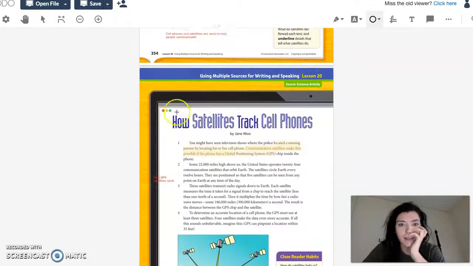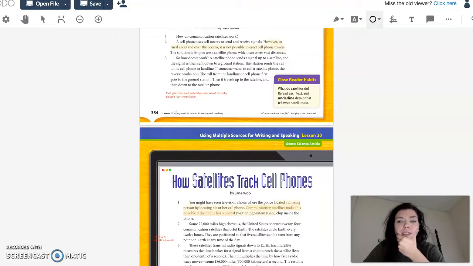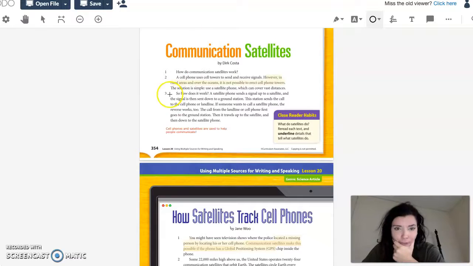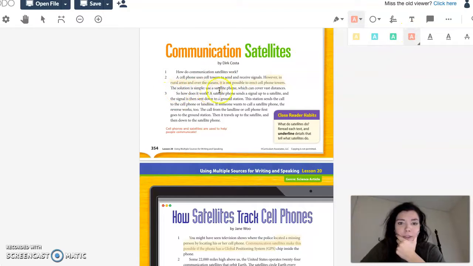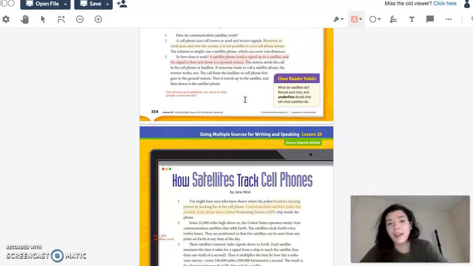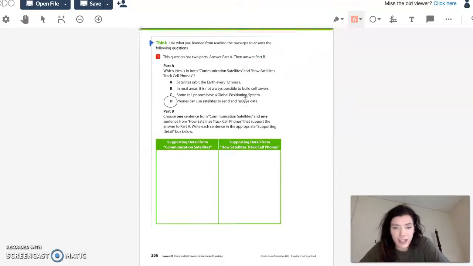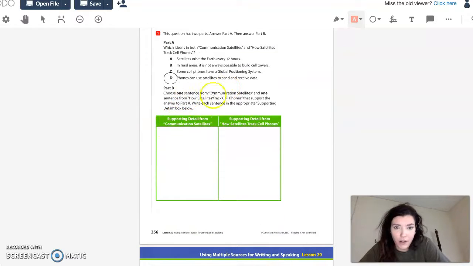So now let's look for a single quote in each of these that says that. So how does a satellite send data? Well, I can see right here where it says, so how does it work? A satellite phone sends a signal up to a satellite, and then the signal is sent down to a ground station. I'm going to use that quote. It's telling me how satellites are being used to send and receive data. It's telling me how it works.